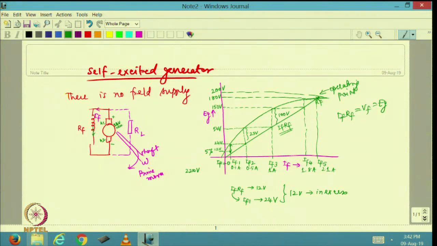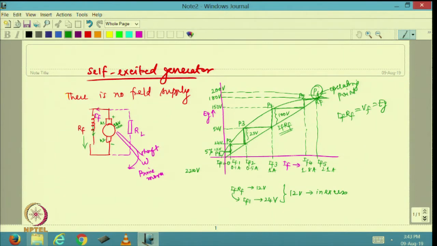Please note, the initial operating point was this, from that it went to a higher field current, from which it stepped up to this particular value. I can say this was the operating point P1, then it came to P2, then P3, then P4, then P5. From there it went to P6, which is the final operating point. So, the voltage is building up slowly because of the excess voltage that was available to circulate higher and higher field current through this. That is the reason why the voltage ultimately reached this point.